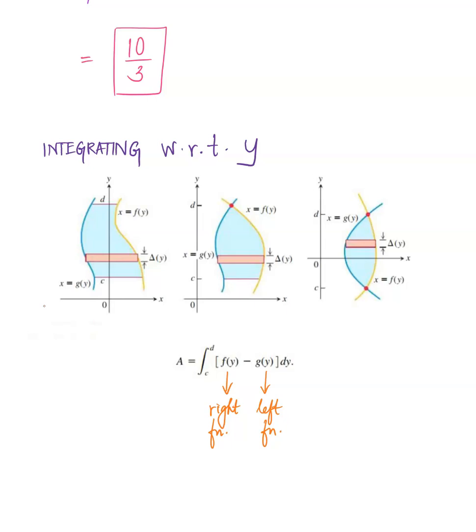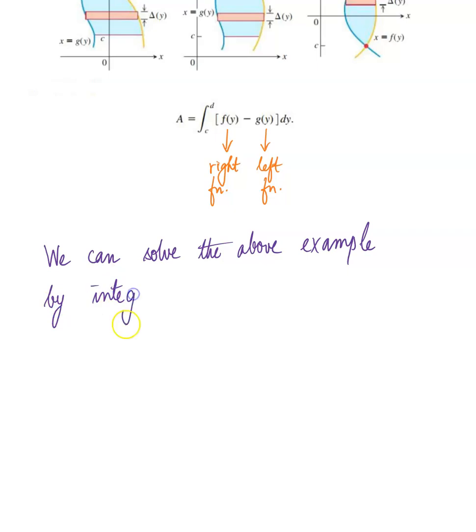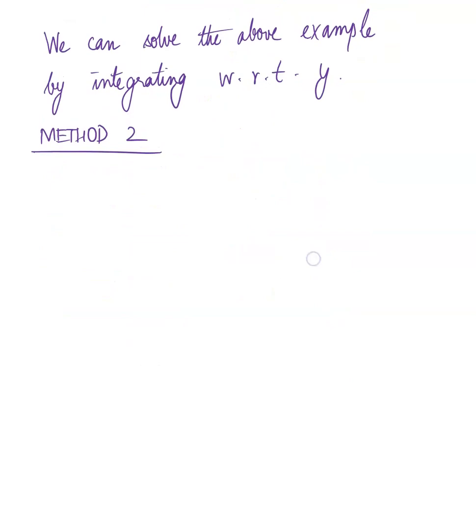So now let's look at the other method. I'll just say we can solve the above example, above meaning not just this one but the example we did previously, by integrating with respect to y. So that becomes method 2. Method 2 is, can you see it as the right function minus the left function? Okay. So I'll put up the graph again.